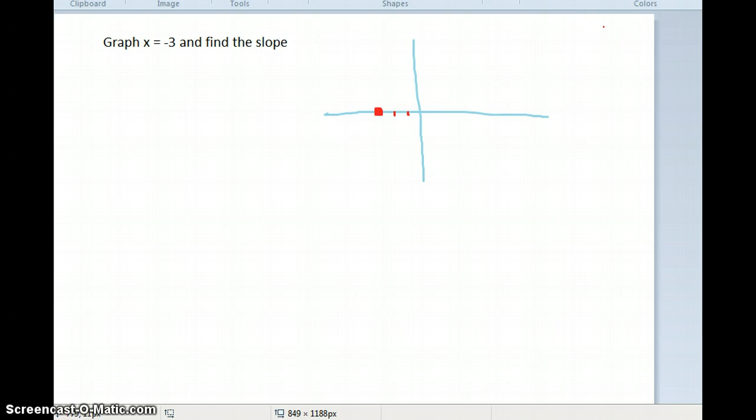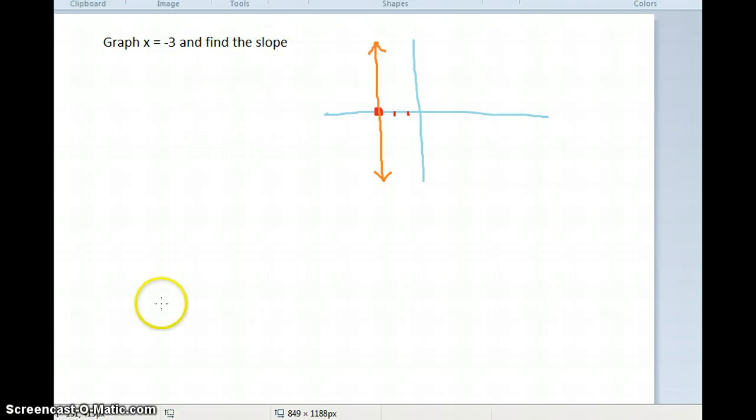And I'm not done. It's a vertical line. That means the y values are different, but the x values are always negative 3. The y values may differ, so it goes up and down, but the x value always passes through negative 3, and any point you pick on that line has an x value of negative 3. Okay, so the slope of a vertical line is undefined.